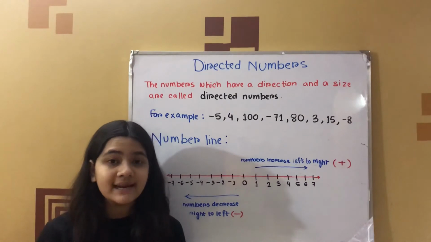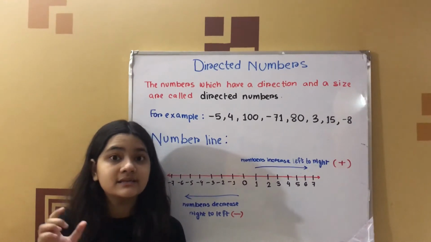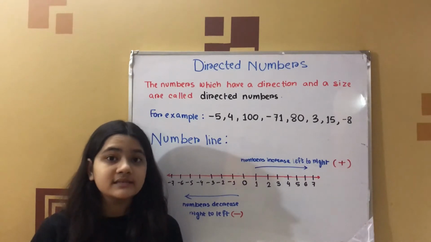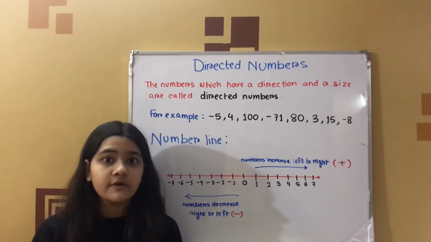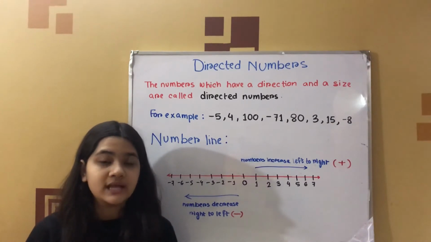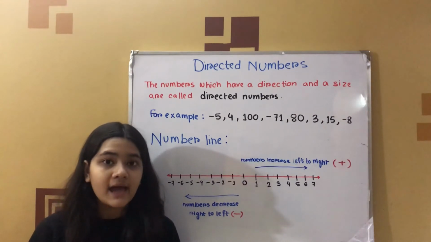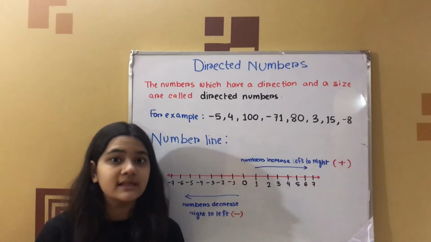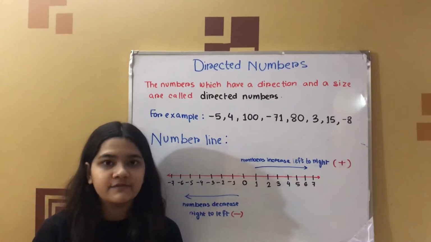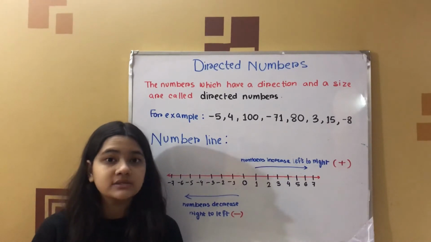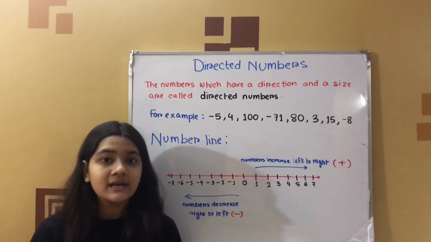Before we get started, let's look at the number line. In the middle of the number line, it is 0. And 0 is separating the two types of numbers. The numbers on the right side of 0 are all positive numbers. That means those numbers are bigger than 0. And the numbers which are on the left side of 0 are negative numbers. That means those numbers are smaller than 0.